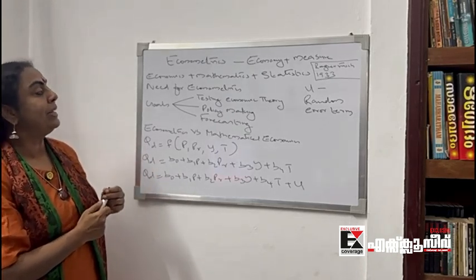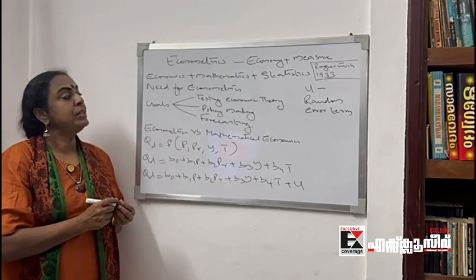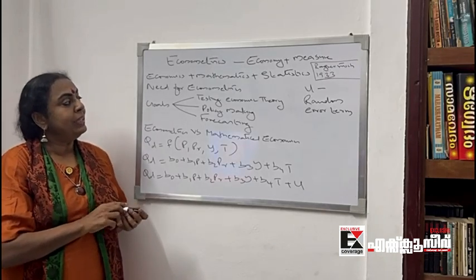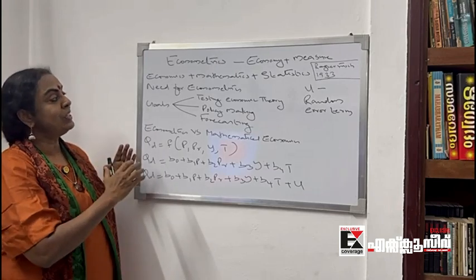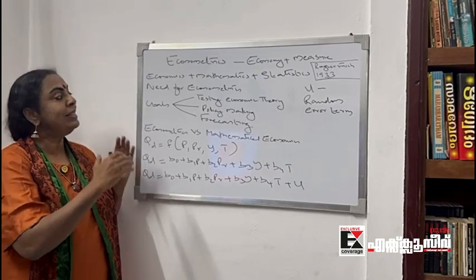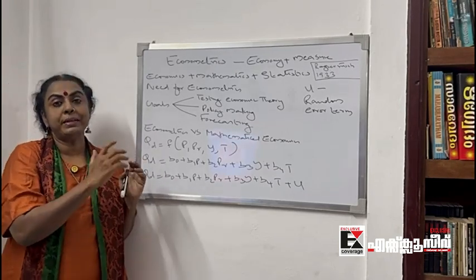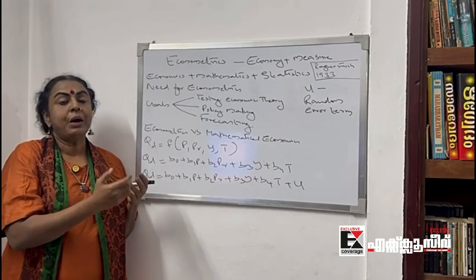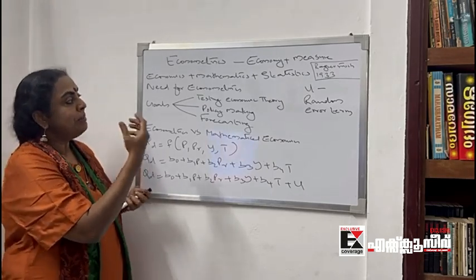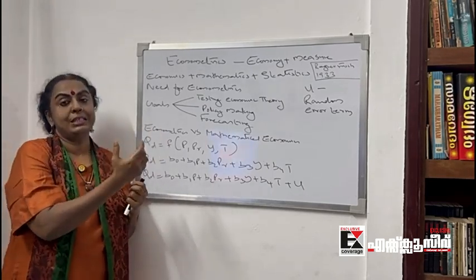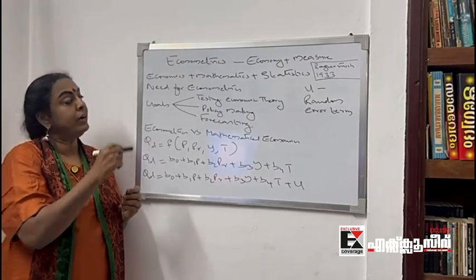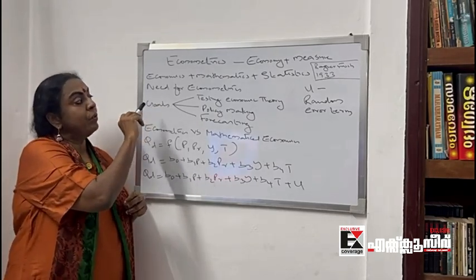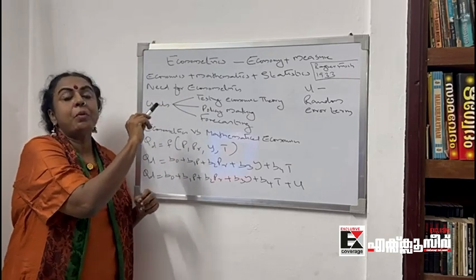So why do you need econometrics? You need econometrics because in economic theory, you study the relationship between variables. So what is the relationship between demand and price? There is an inverse relationship between quantity demanded and price. So how do you prove this? How do you create empirical value for this relationship? That can be done through econometrics. So that is why you need econometrics for understanding economic theory.